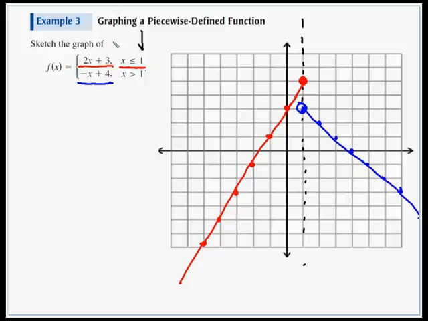Again, this is just two functions, sort of chopped off at this x value. At x is 1, we're moving from one piece to the other. To the left of 1, we're on the red line. To the right of 1, we're on the blue line. Two separate lines that make up a piecewise-defined function.